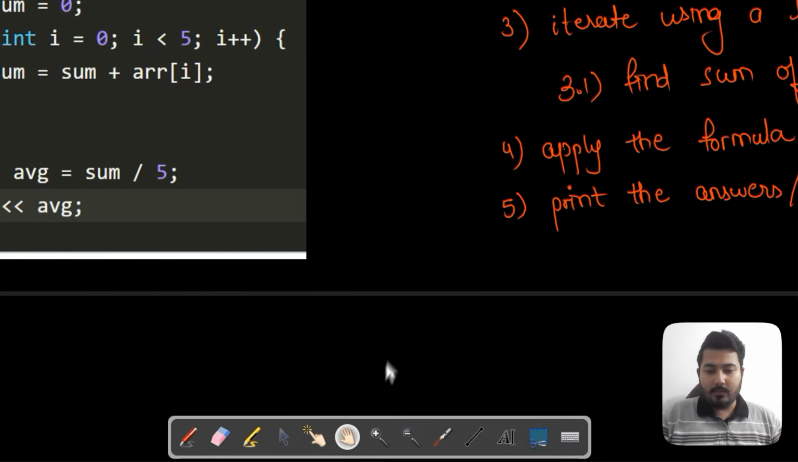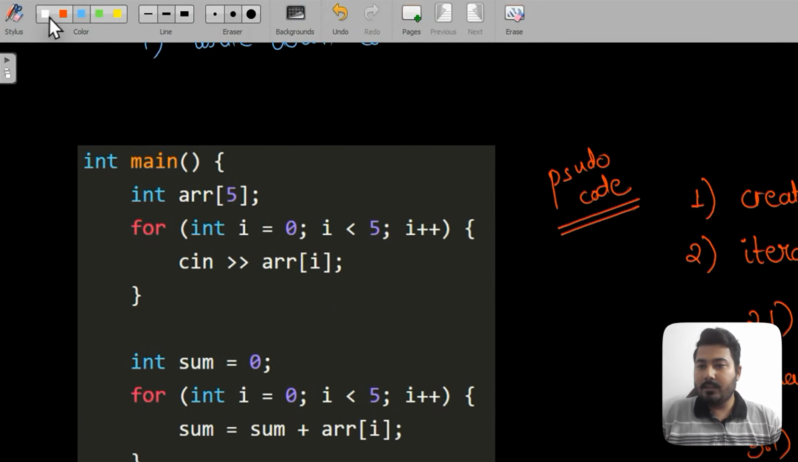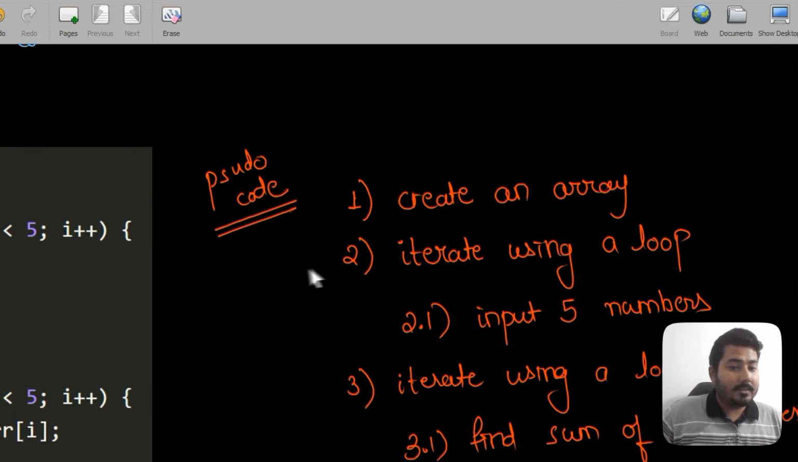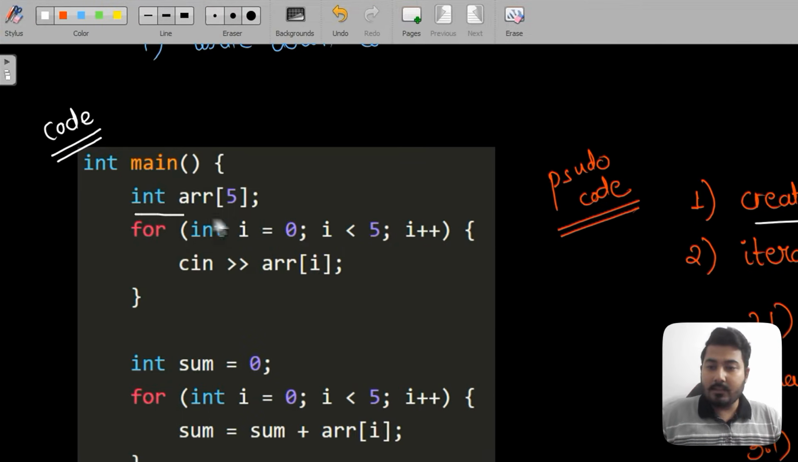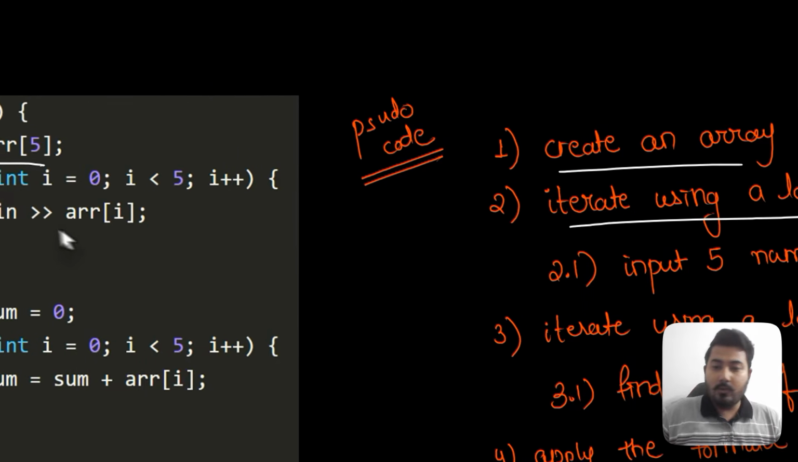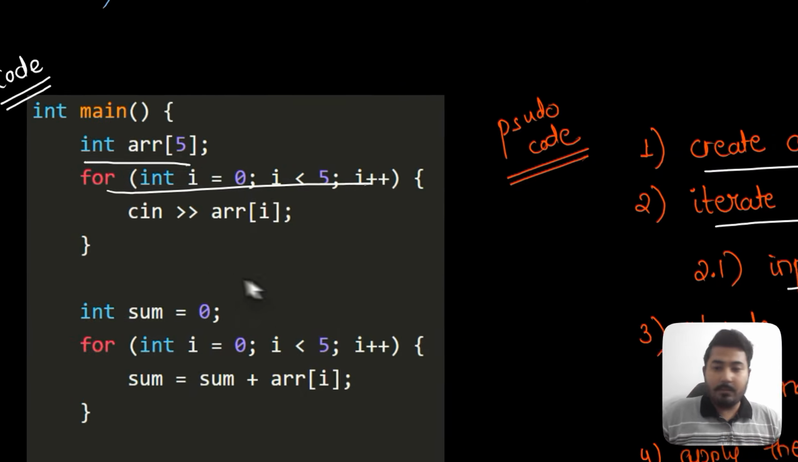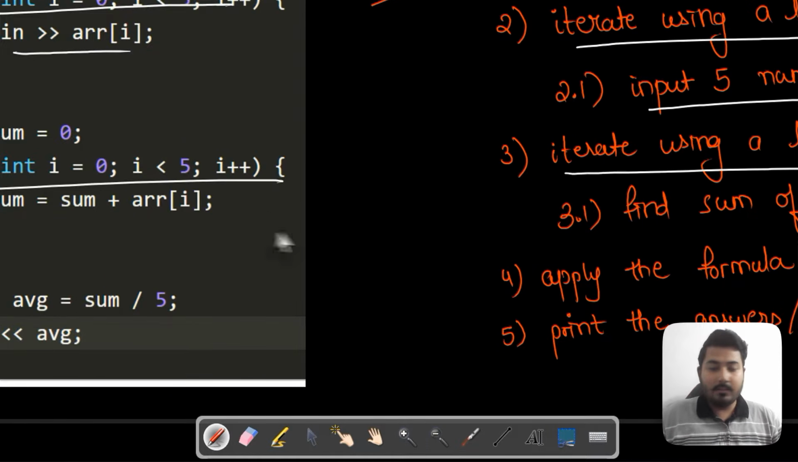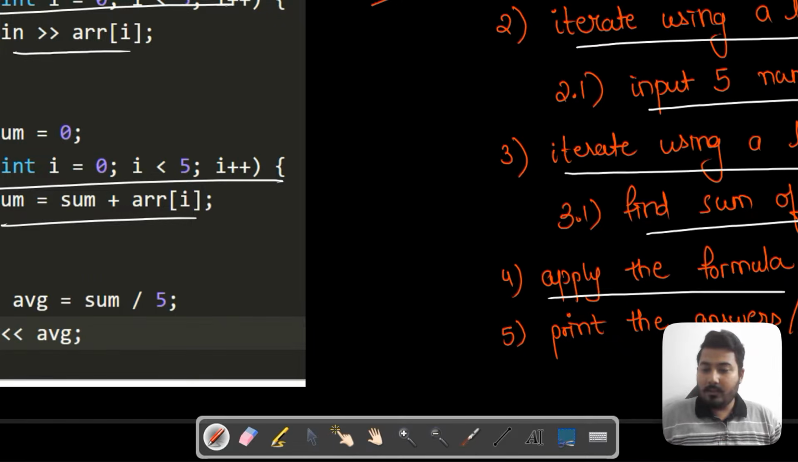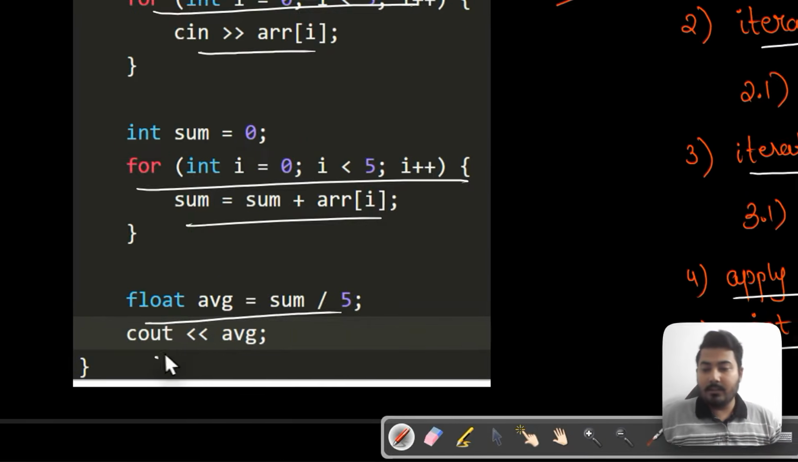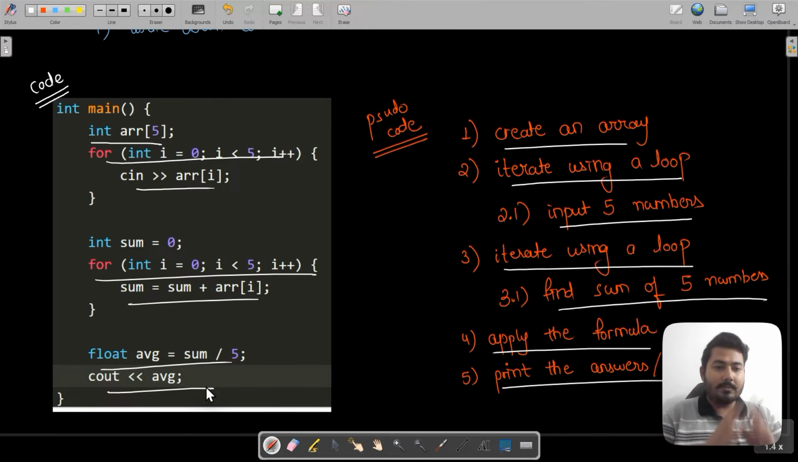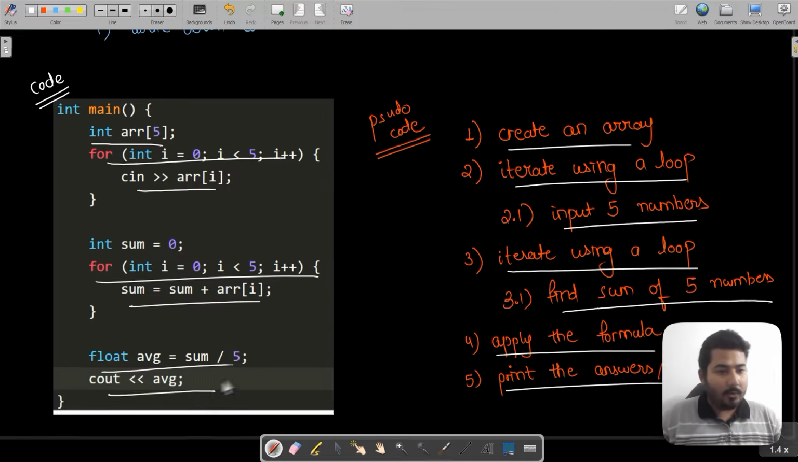Now you can see, if I zoom in, I have followed the exact same steps. Creating an array, yes, right here. Iterating using a loop, yes, right here. Input 5 numbers, absolutely right. Iterate another loop, right here. Find sum of 5 numbers, right here. Apply the formula, right here, and then print the answer, right here. Pseudocode and code is exactly the same. Only difference is one is written in English, other one is written in actual code.